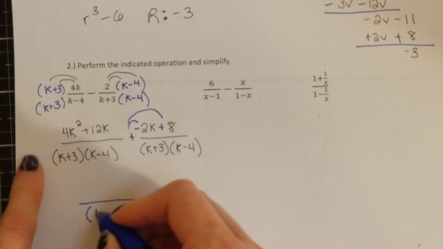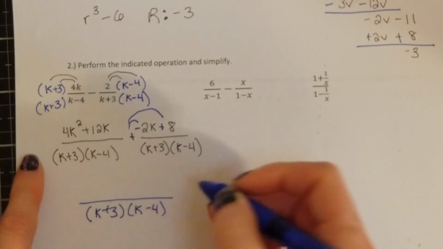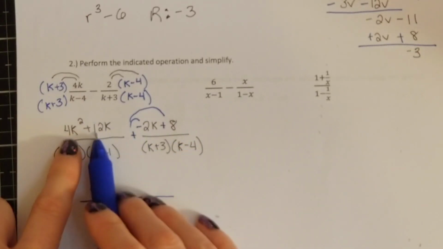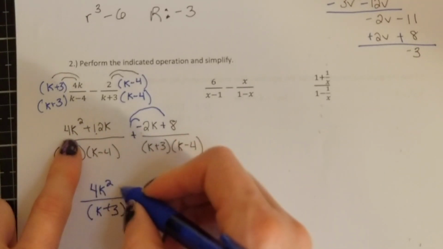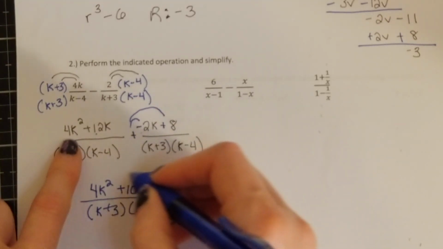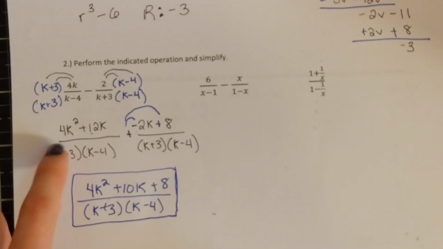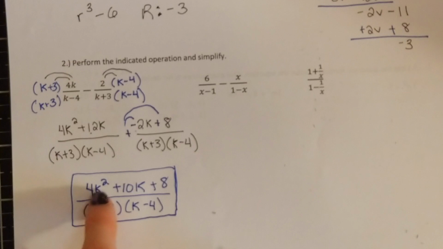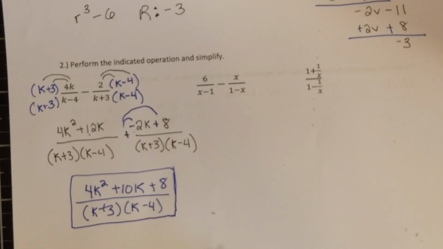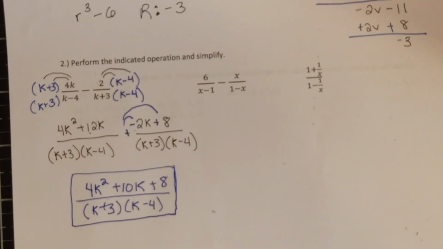So we will have our k plus 3 and k minus 4 in the denominator. 4k squared doesn't match anything. So 12 minus 2, that's a 10k. Plus 8, and this would be your answer. Okay. The only other thing that you could do is try to maybe factor the top and see if something cancels with the denominator on here. But I believe that this should be the answer that you would find on your answer key.